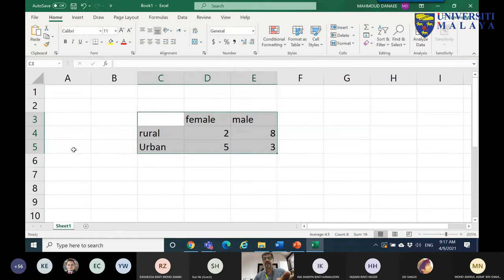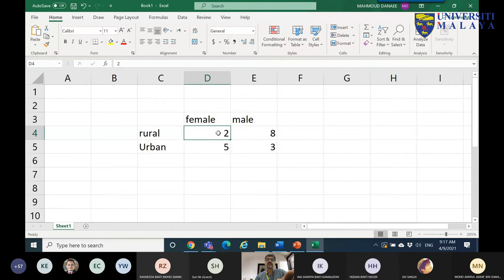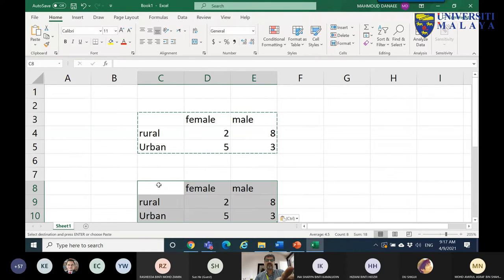Suppose that you are looking at the time spent on social media among females and males in rural and urban areas. So this is the average time that females spend on social media every day, the males in rural areas, and then the same for urban areas. Let me give you another example here.